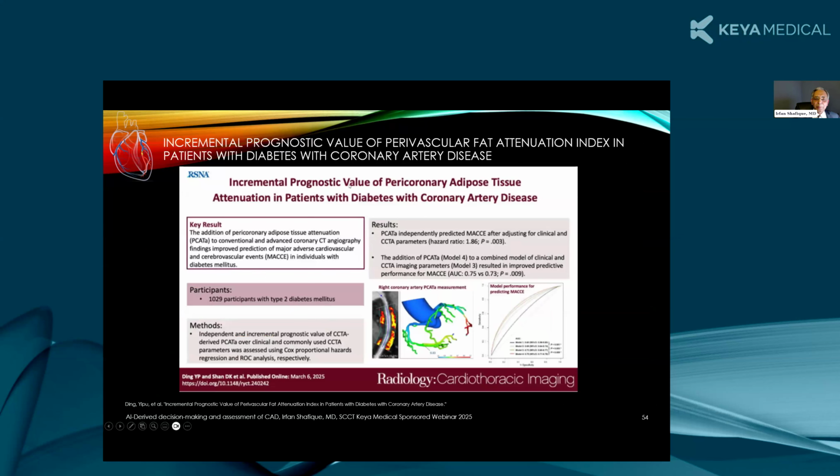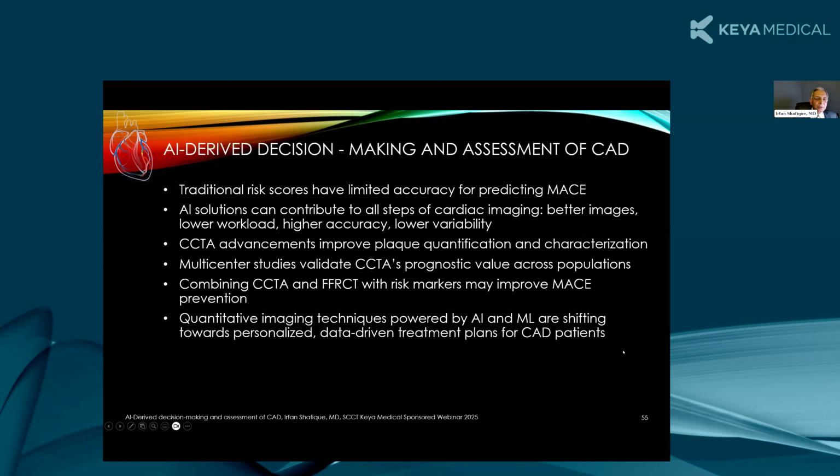But it shows incremental prognostic value of pericoronary adipose tissue attenuation in patients with diabetes and coronary artery disease. And you can see that's an independent predictor of MACE in this case, who have perivascular fat attenuation. And you can see, you can measure this thing. So that is another thing we actually have to look at in the biomarkers.